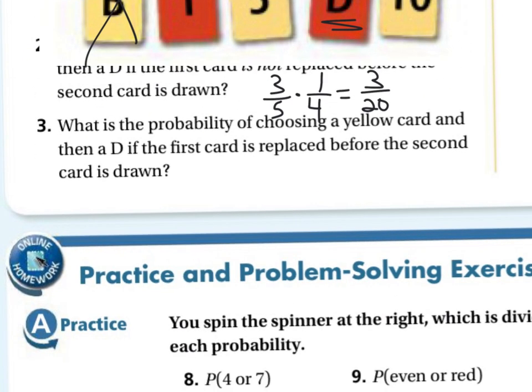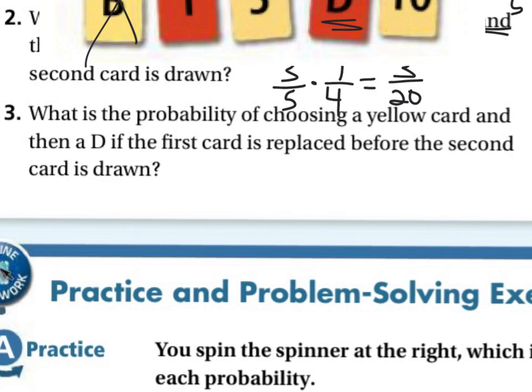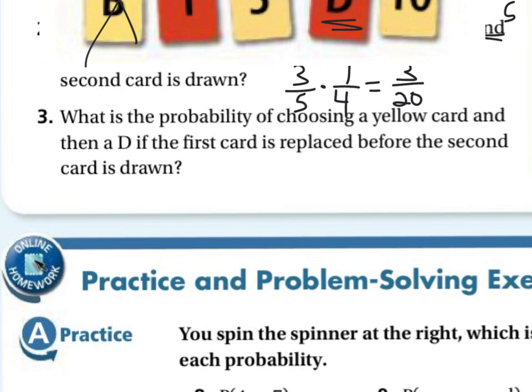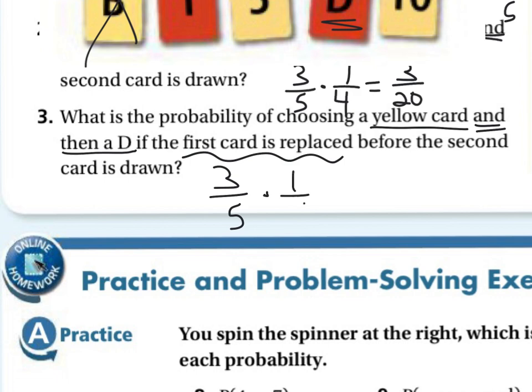Look at number 3. What's the probability of choosing a yellow card and then a D if the first card is replaced before the second card is drawn? Okay, so this time we're replacing the card. So probability of a yellow would be 3 out of 5. We put it back in. Now we've got a 1 out of 5 chance of getting a D. So that would be altogether 3 out of 25.